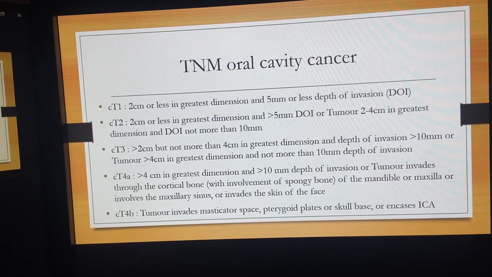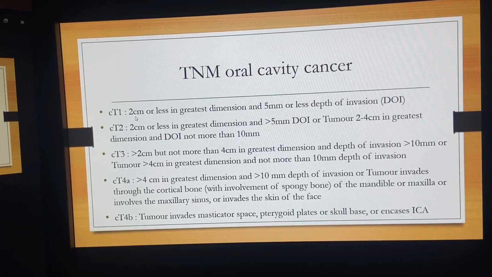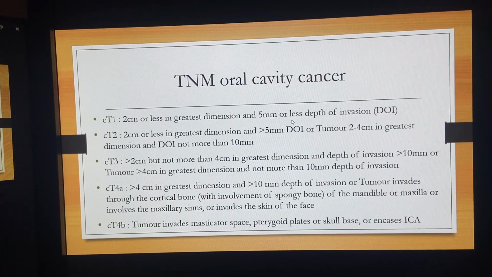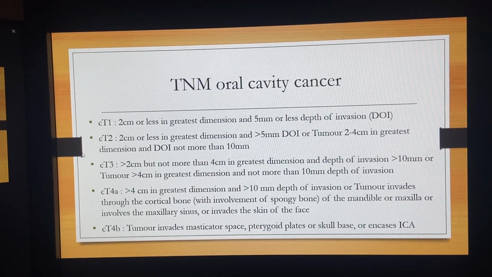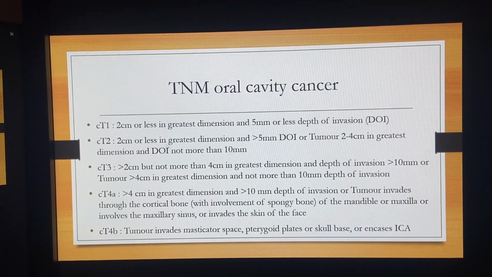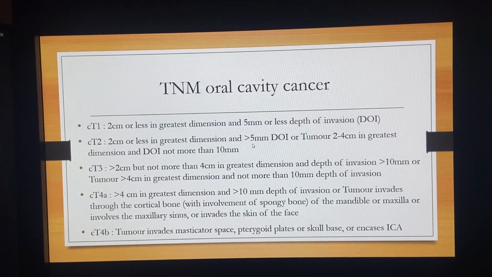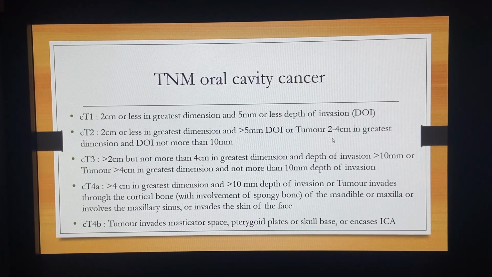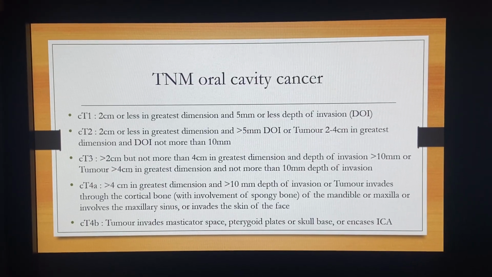Now coming to the TNM for oral cavity cancer. T1 stage is when the tumor size is 2 cm or less in greatest dimension and 5 mm or less of depth of invasion. And it is T2 when the tumor size is 2 cm or less in greatest dimension and the depth of invasion is more than 5 mm, or tumor size is 2 to 4 cm in greatest dimension and the depth of invasion is not more than 10 mm.